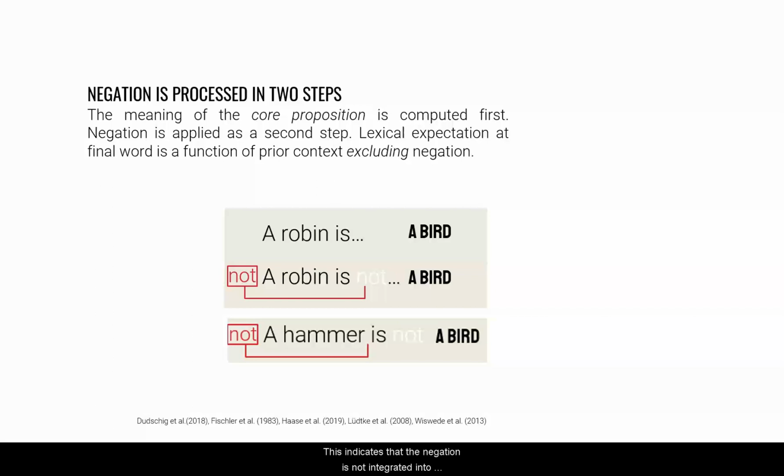This indicates that the negation is not integrated into the sentence meaning by the time the critical word for the N400 is encountered. "A hammer is not a bird" is processed as if the negation was not there. The semantic anomaly between hammer and bird elicited N400 in negative sentences.